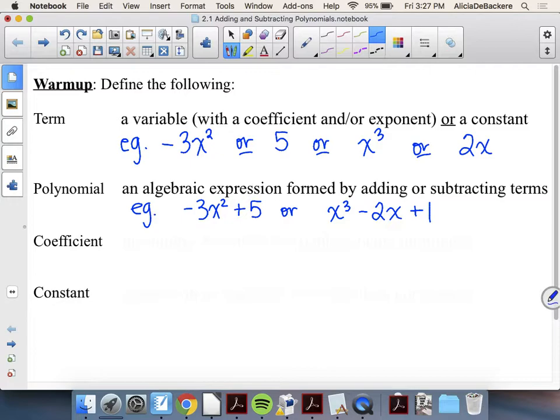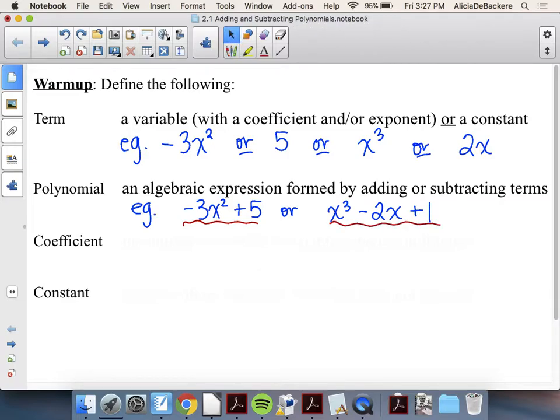So you guys took a look at polynomials last year. My first example here is a binomial, and my second example here is a trinomial. And I could have more or fewer terms in that as well.